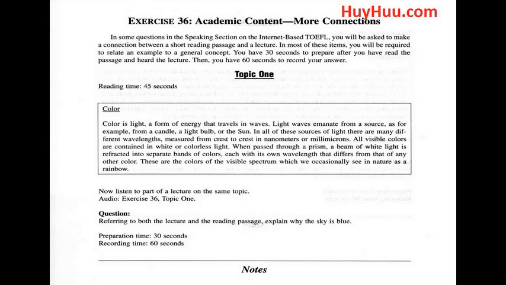All of the other colors are scattered too, but the shorter the wavelength of the color, the more that color gets scattered by the atmosphere. So, blue light's short wavelength causes it to be scattered the most, and we see blue from all directions in the sky. Referring to both the lecture and the reading passage, explain why the sky is blue.